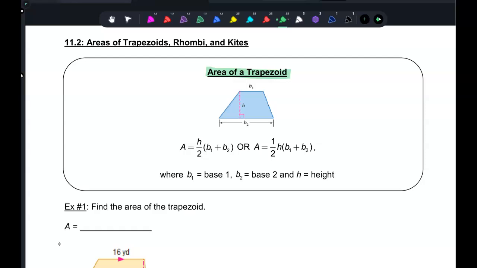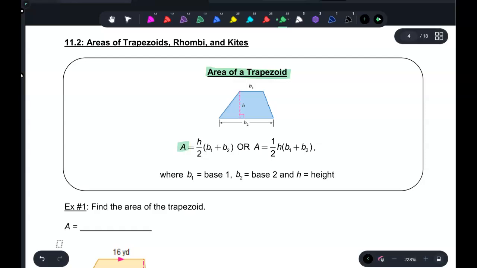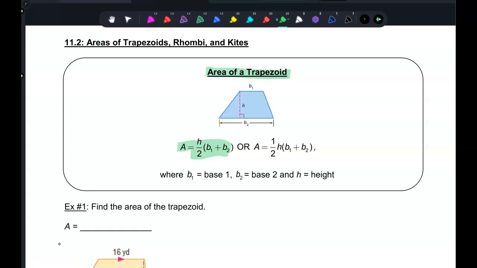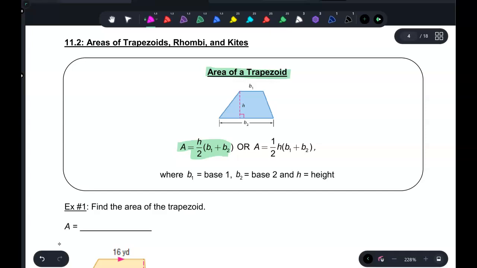So there's 1/2 times the height times base 1 plus base 2. So we have two different bases with a trapezoid. Remember, how do we know which ones are the bases? They're the ones that are parallel. Isn't it area equals height times base plus the other base over 2? Yes, you could do that.